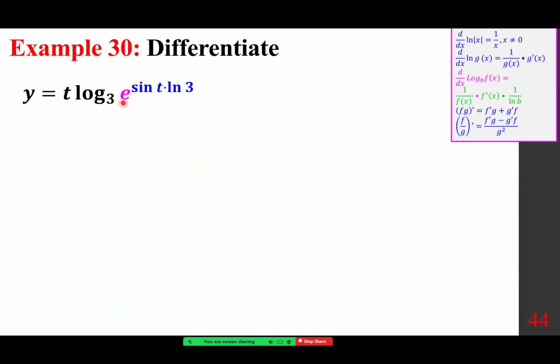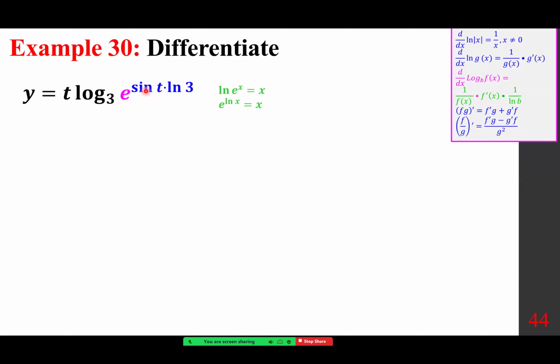T log base 3 of e to the power of sine t ln 3. We want to differentiate this. And so again, we start with simplifying the log. So this is the portion that I want you to pay attention to. And I'm going to remind you that ln of e to the power of x is x, e to the power of ln x is x, and we are going to work on that because we see the e and we see ln 3. So let's interchange these two.